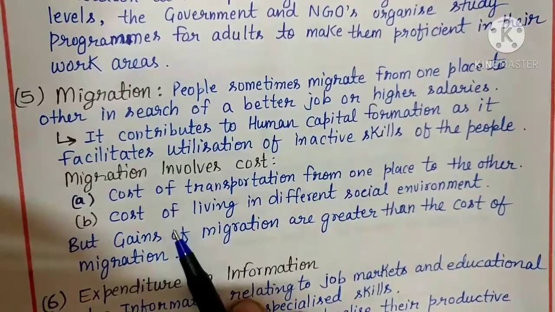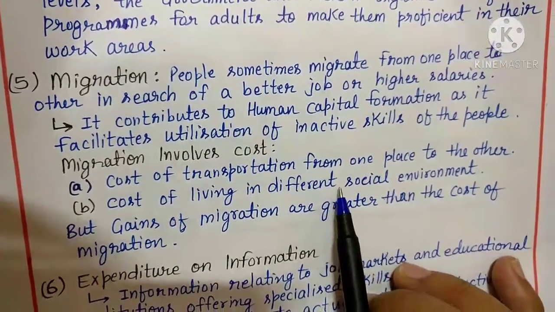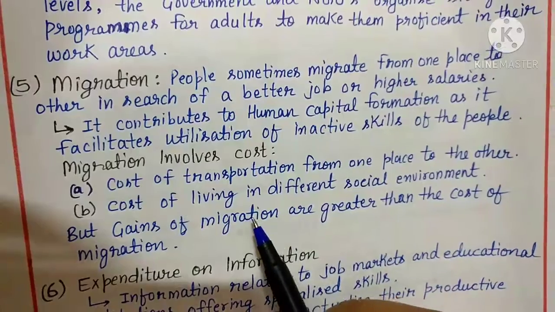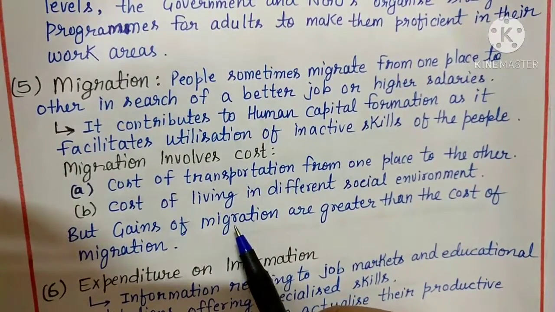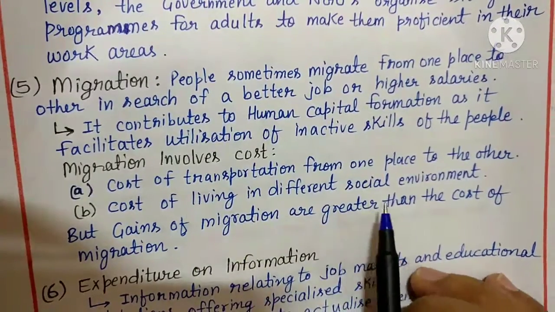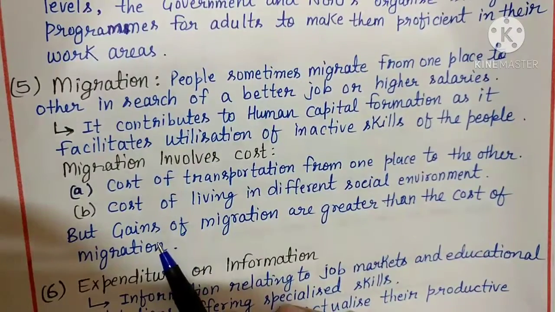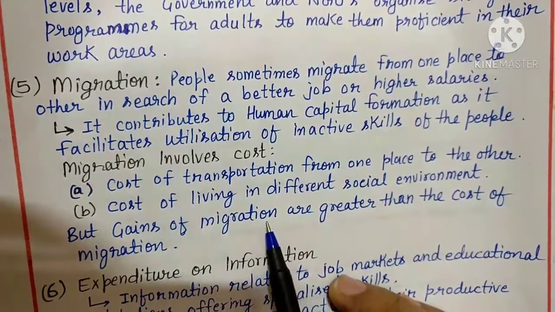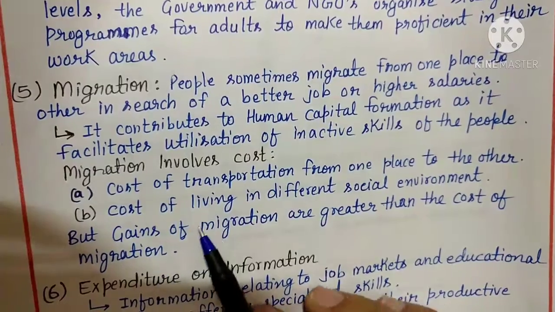Then there is more cost, that is the cost of living, because you are leaving your home and going to live in another city, so you don't have your own home there and you have to live on rent. So there is a cost of living in a different social environment also. But all these costs become small compared to the gains of migration, which are much greater than the cost of migration, in the form of salaries.